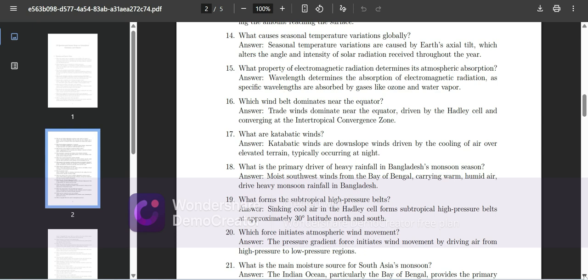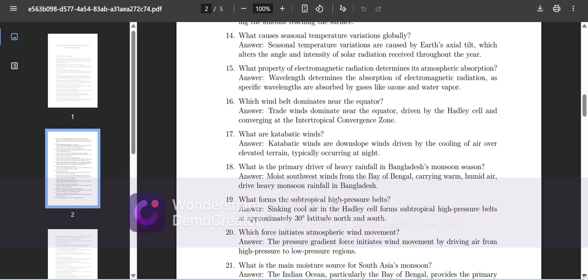Which wind belt dominates near the equator? Trade winds dominate near the equator, driven by Hadley cells and converging at the intertropical convergence zone. What are katabatic winds? Katabatic winds are downslope winds driven by the cooling of air over elevated terrains, typically occurring at night. What is the primary driver of heavy rainfall in Bangladesh's monsoon season?